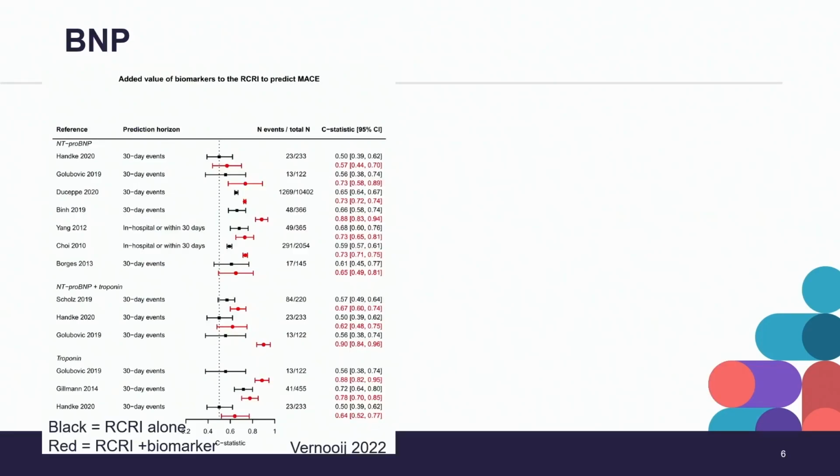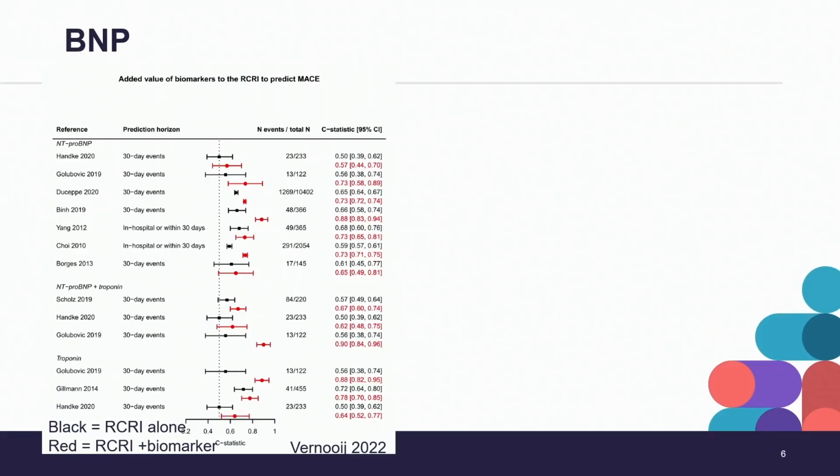So why should we consider checking NT-proBNP before surgery? Well, we know that even a single preoperative elevation of NT-proBNP is associated with major adverse cardiac events after non-cardiac surgery, and our traditional risk assessment models only perform moderately well. So the key question is, can adding NT-proBNP to the risk scores actually help improve this risk stratification?